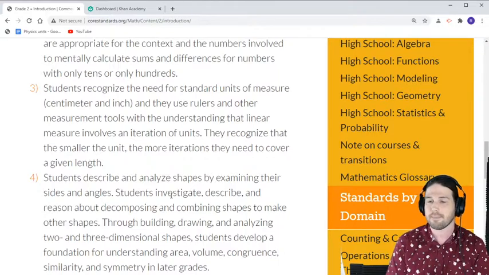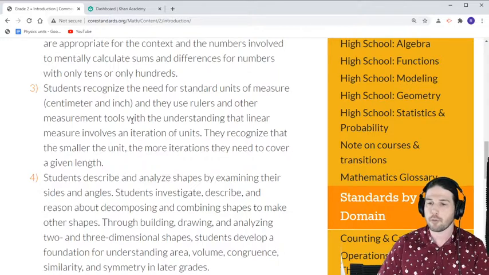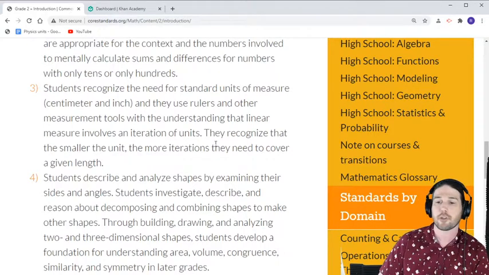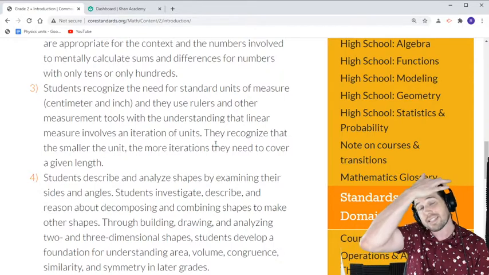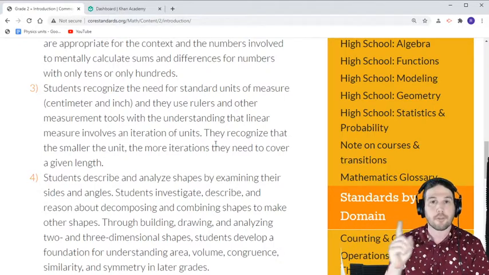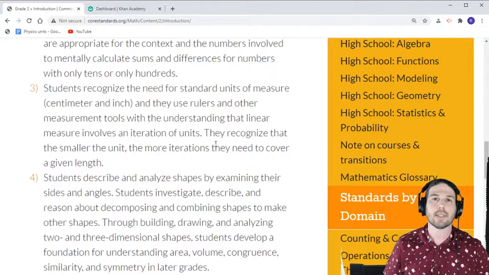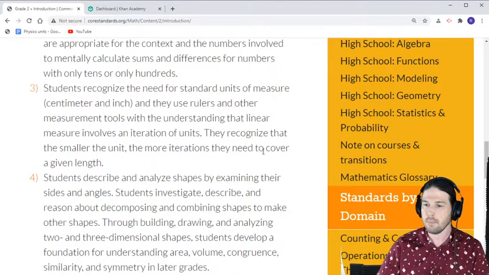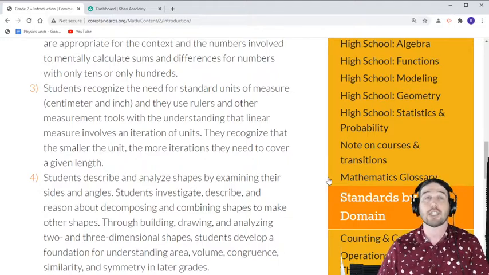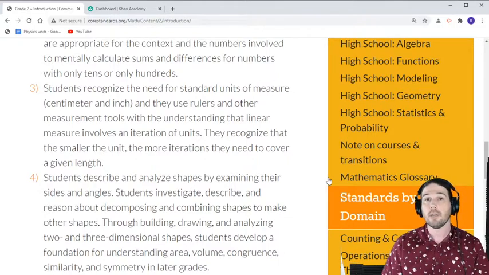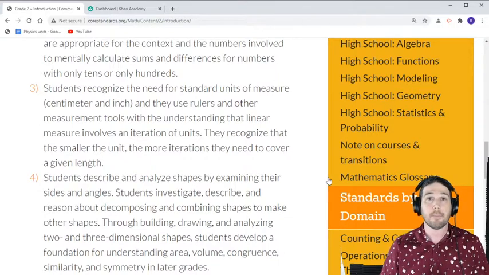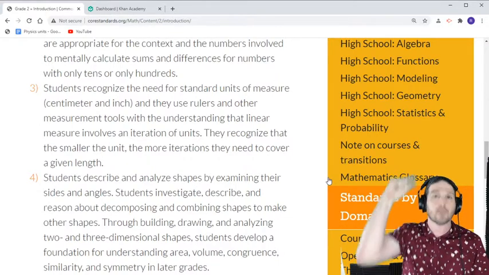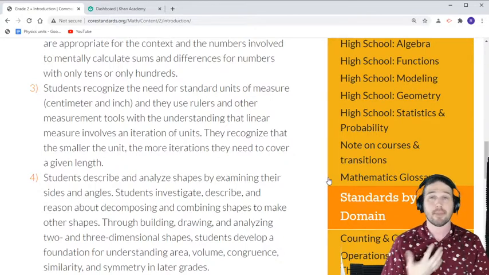I recognize that. And they use rulers and other measurement tools with the understanding that linear measure involves an iteration of units. Last time we did like the line is 1, 2, 3, 4, 5 squares long. Now instead of squares, we're going to be using inches or centimeters or whatever. They recognize that the smaller a unit, the more iterations they need to cover a given length. I am 6 feet, a little bit more than 6 feet tall, but if I was looking at centimeters, because centimeters are so much smaller than feet, it would take a whole lot more of them to make me. That's what it's talking about.